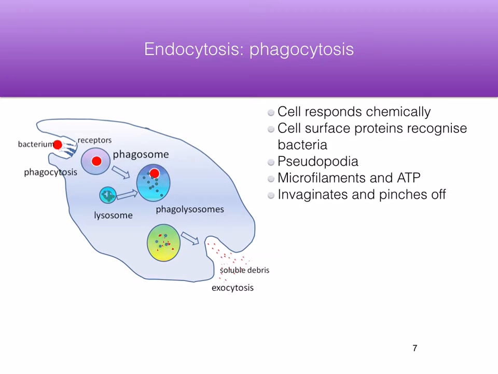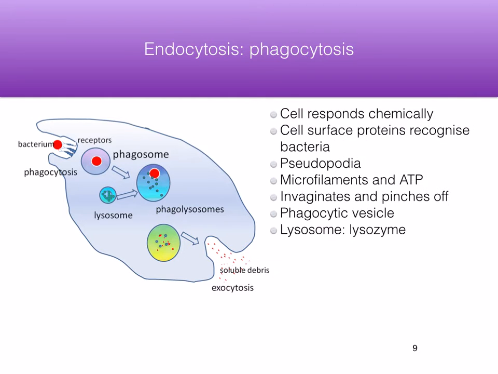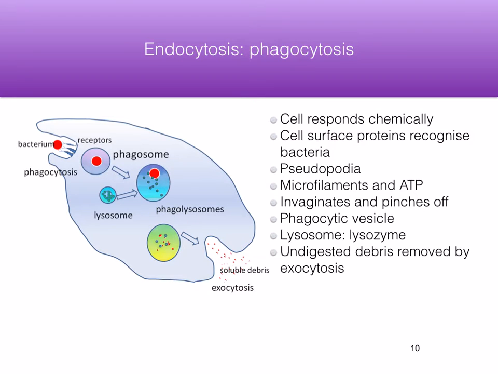Then the cell membrane invaginates and pinches off, which means it forms a cup-like depression in which the large particles are contained. This forms a phagocytic vesicle or vacuole. We also call this a phagosome. Then you have a lysosome, which contains digestive enzymes such as lysozyme. It fuses with this phagocytic vesicle or vacuole to form a phagolysosome. The bacteria then gets digested by the enzymes. And finally, the undigested debris is removed by exocytosis.